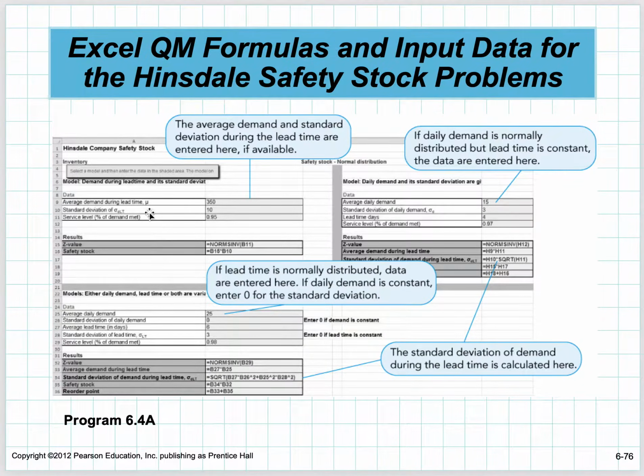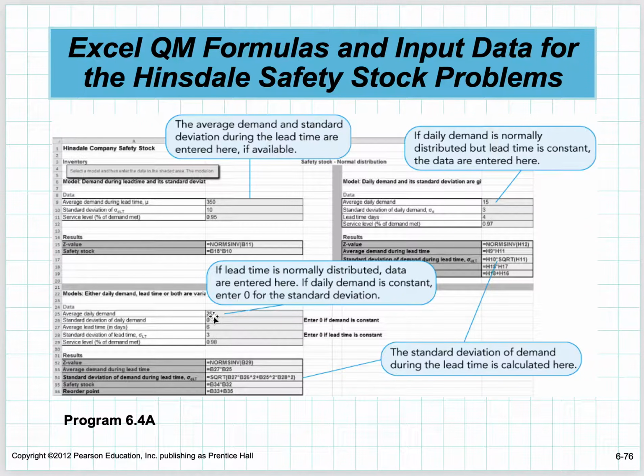Average demand during lead time, standard deviation of demand, service levels. These are your only inputs, and it calculates everything else. Notice to get the Z value, it takes an inverse norm and calculates that, and then you put in the data, average daily demand, standard deviation of daily demand. So when it's 0, you can pick which model to use by putting zeros in for the standard deviations. If you put non-zero numbers in for both, it uses the dual model.